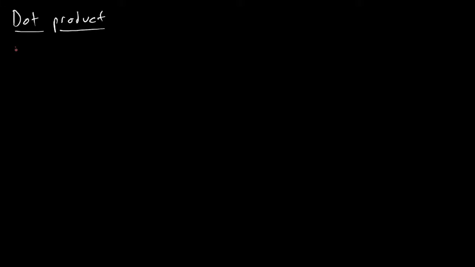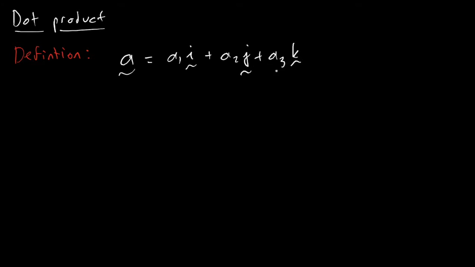Let's define the dot product. The definition of the dot product is as follows. If we have a vector A, let's say A1 i, A2 j, and A3 k, and we have a vector B, B1 i, B2 j, and B3 k. So we can tell right away that these two are three-dimensional vectors.